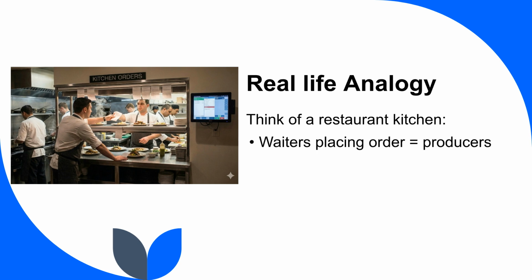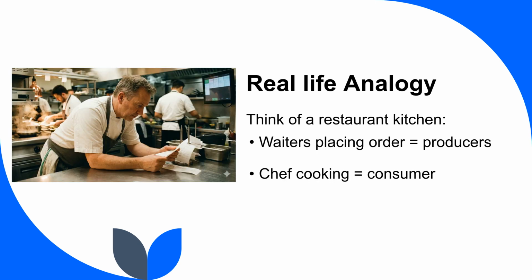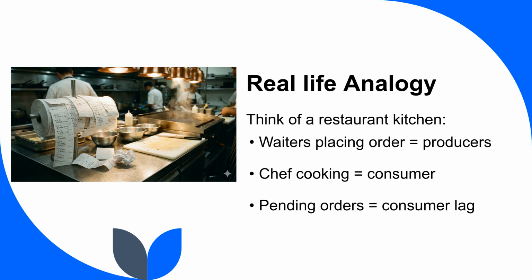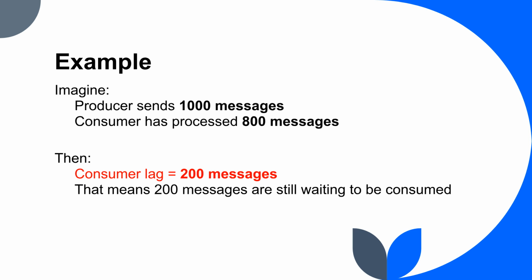Think of a restaurant kitchen as a real-life analogy. The waiters placing orders are the producers. The chef cooking the food represents the consumer. The pile of pending orders waiting to be cooked is analogous to consumer lag. For example, if a producer sends 1,000 messages and the consumer has processed 800, the consumer lag is 200 messages. These 200 messages are still waiting to be consumed.